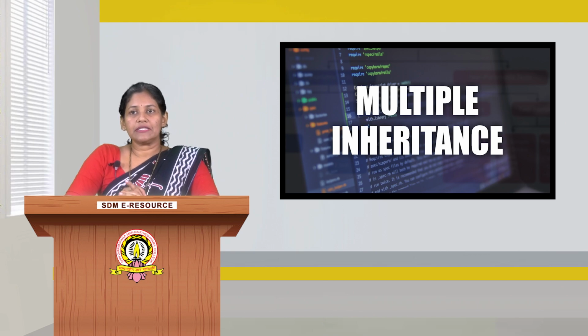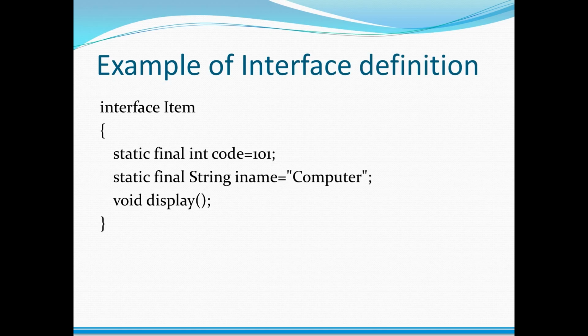Now one of the examples is interface item. Here we have two data members, one is code and one is item name. Code is assigned the value 101 and item name is a string type of data assigned the value computer. We cannot change these values in our class which implements the interface item. And we have one method here, void display. It contains only the declaration of the method, it does not have a body. So whichever class implements the interface item is supposed to write the body of the method.